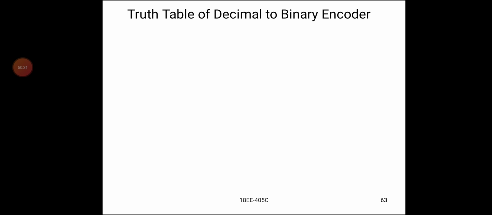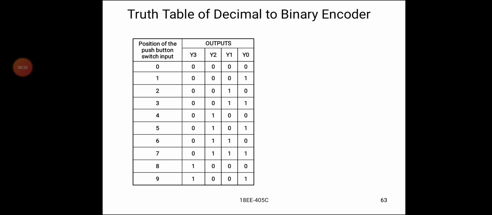The truth table of the decimal to binary encoder. The position of the push button switch inputs 0 to 9, then the outputs are Y0, Y1, Y2, Y3 as a BCD number, binary coded decimal number. If it is 0, then 0, 0, 0, 0. 1 means 0, 0, 0, 1.